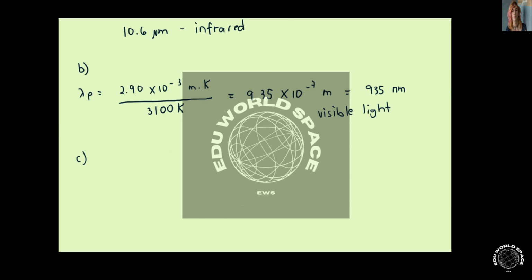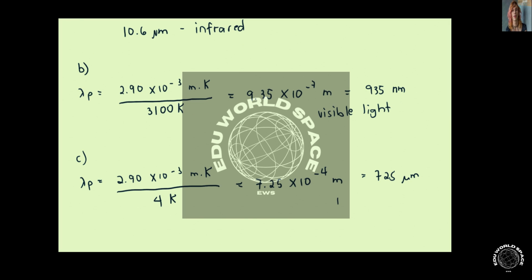helium at 4 Kelvin. Okay, so again, same equation, 2.90 times 10 raised to negative 3 meter Kelvin all over 4 Kelvin. So that would give us 7.25 times 10 raised to negative 4 meter, or 725 micrometer. So you will see that this is also in the infrared spectrum.